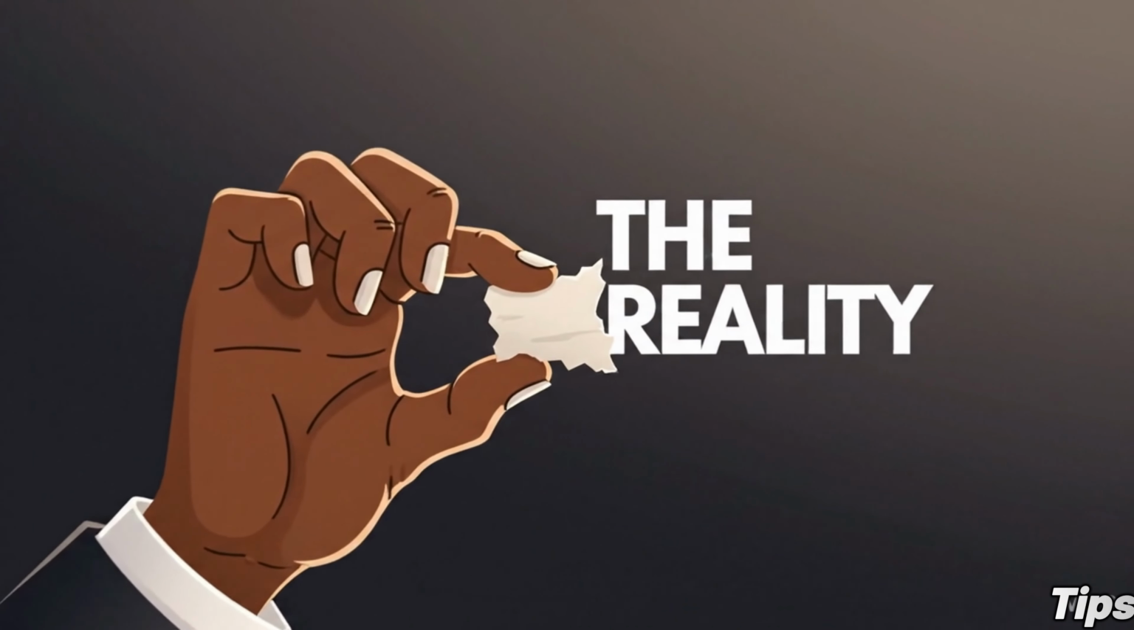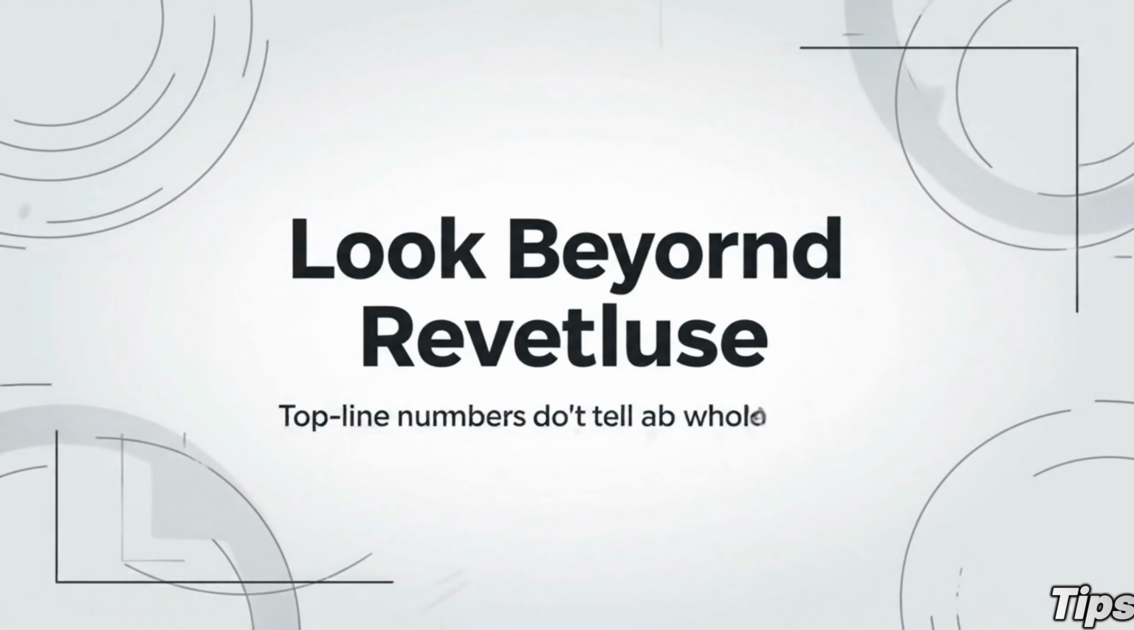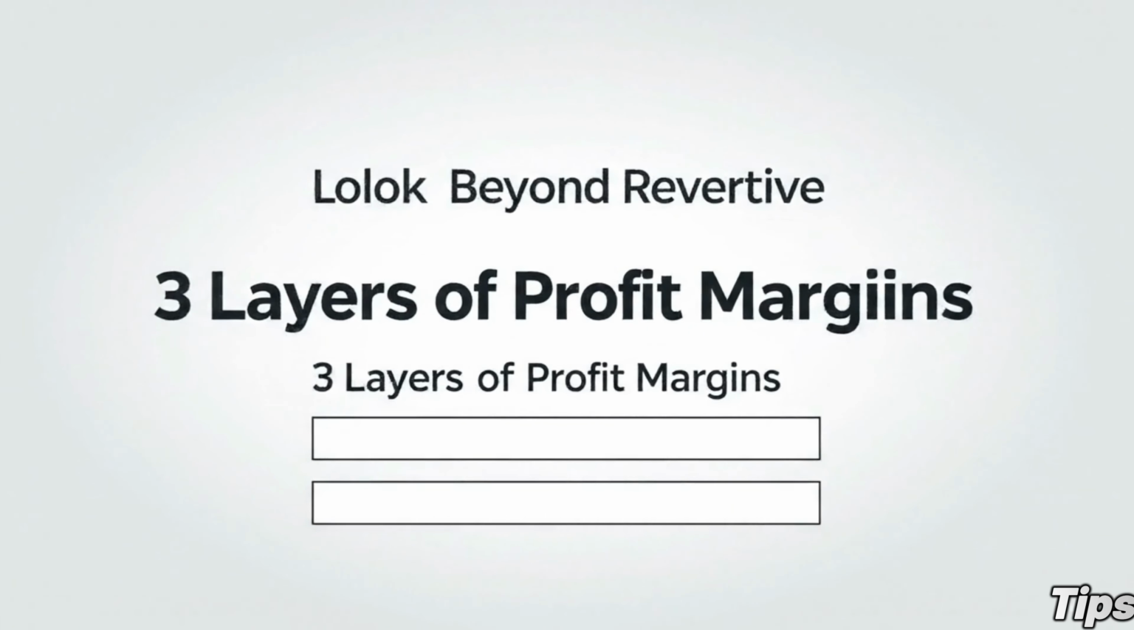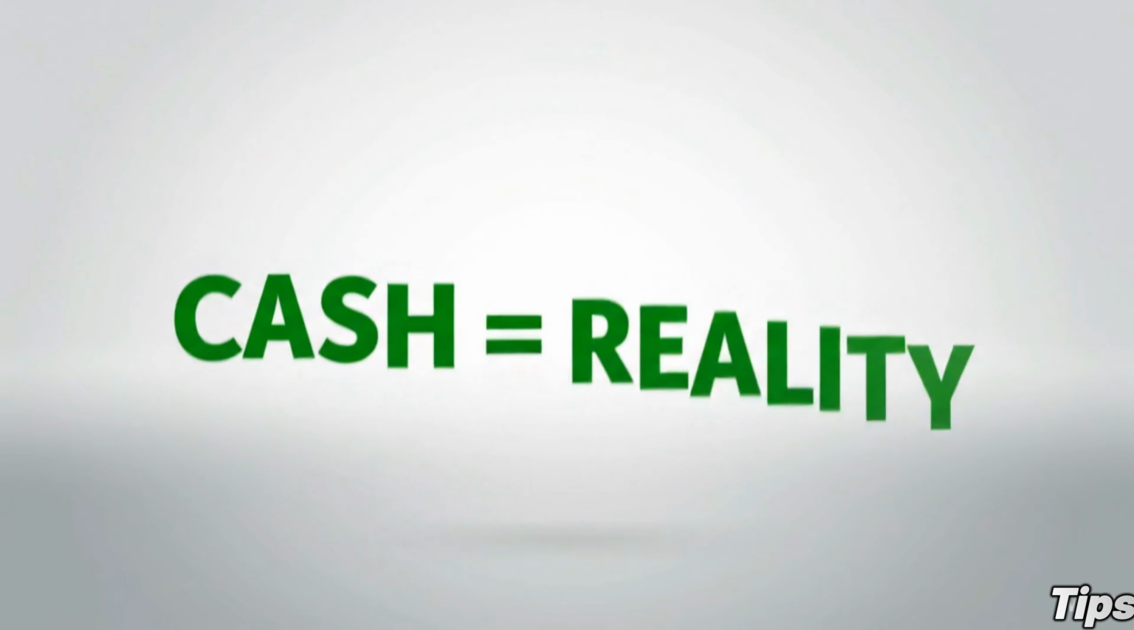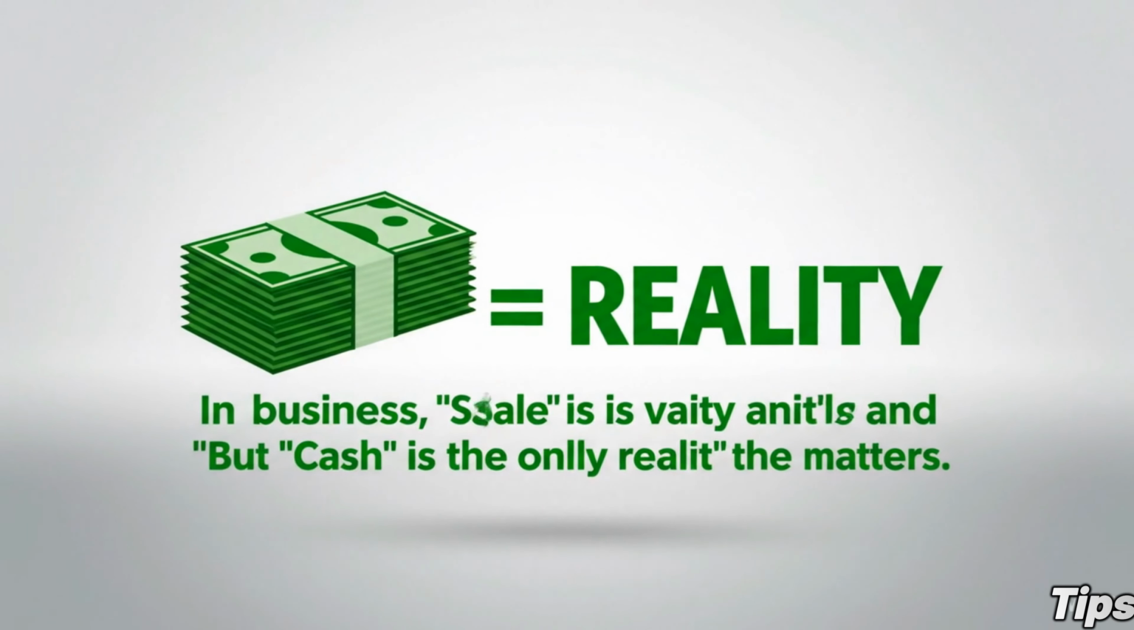If you want to stop bleeding money like this, listen close. You need to look past the top-line revenue numbers. You must understand the 3 layers of profit margins. In business, sales is vanity and profit is sanity. But cash is the only reality that matters.